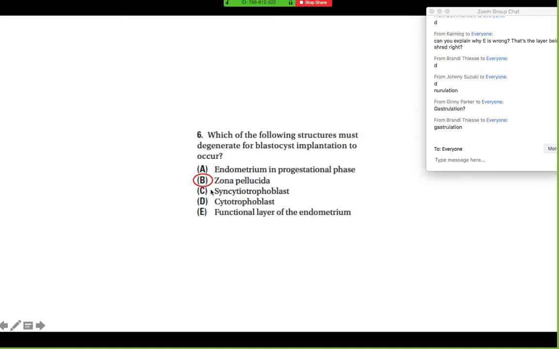Okay, so on this question, E is not correct because if the functional layer of the endometrium is shed, that means that the woman has started her period. So that's the layer that is lost during her 4 or 5 or however many day cycle. So if she's pregnant, we want this layer to be maintained, and you don't want it to degenerate because that probably means that she's having a miscarriage. Does that make sense? All right, let me know if it doesn't.